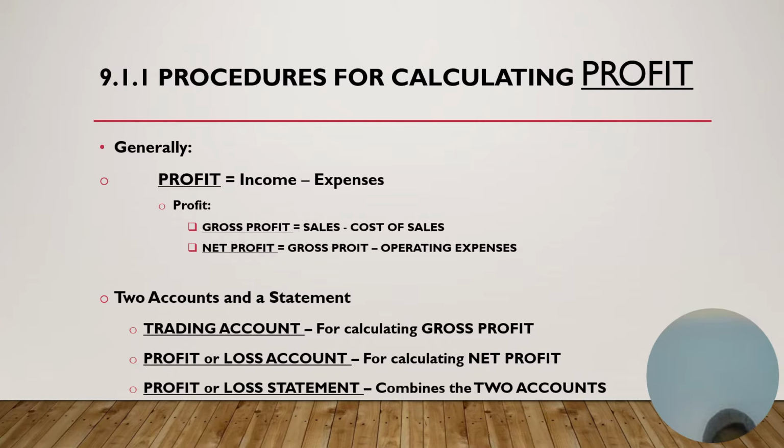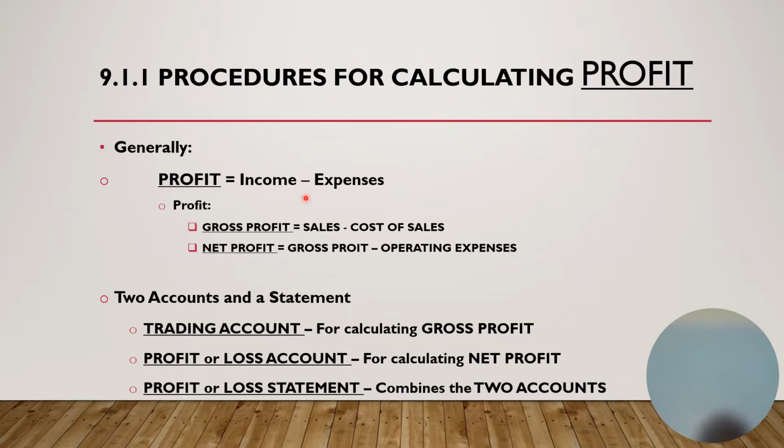The second slide tries to explain what the profit is. Generally, how do we get profit? We get it by taking income and minus expenses, and then we get the profit. As you can see there, our profit is made by income minus expenses.